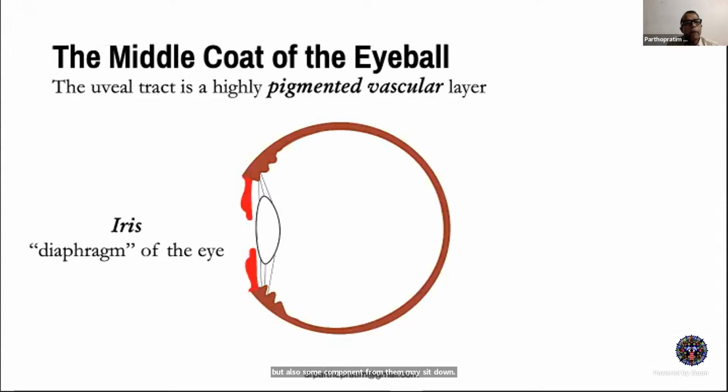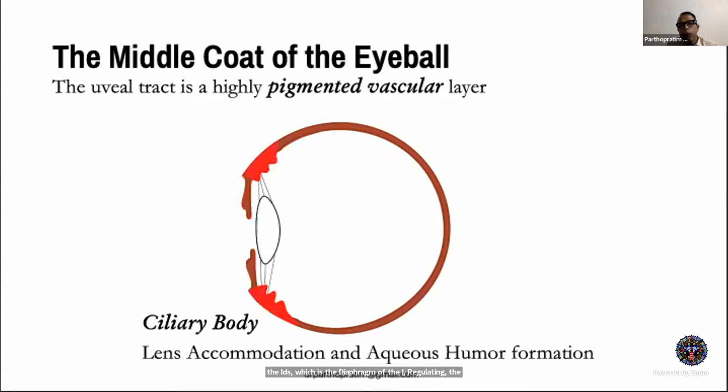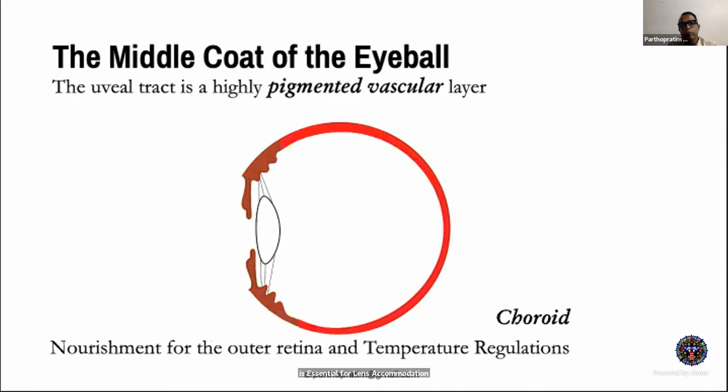Now, there are 3 parts of the uveal tract. The first one is the iris, which is the diaphragm of the eye, regulating the light that enters the eye through the pupil. The second one, the middle portion, is the ciliary body, which is essential for lens accommodation and aqueous humor formation.